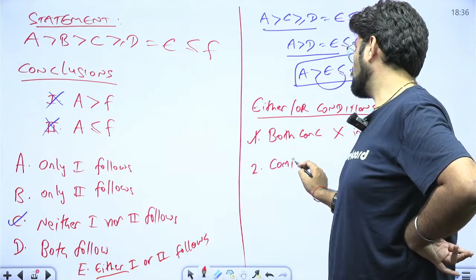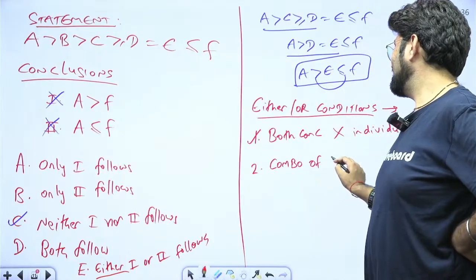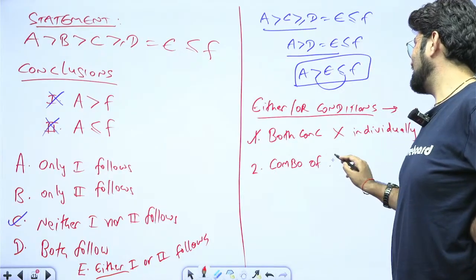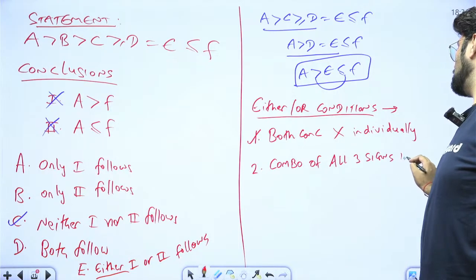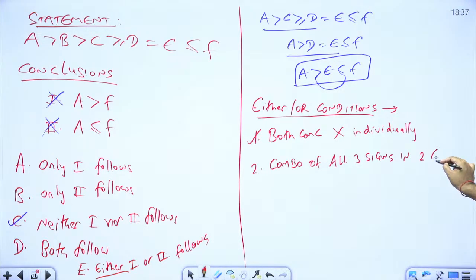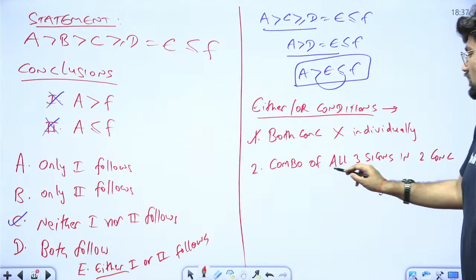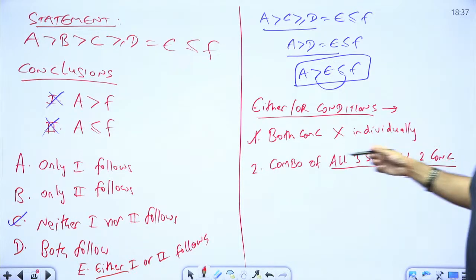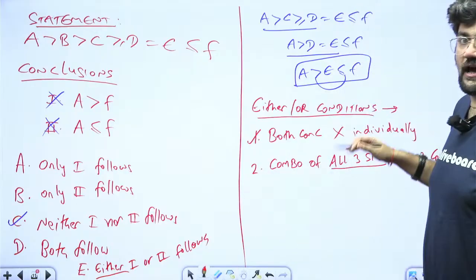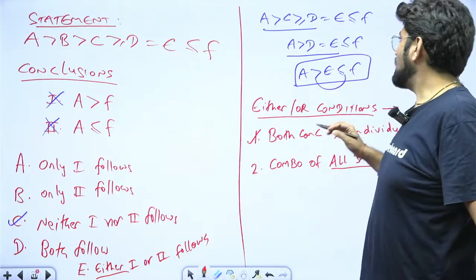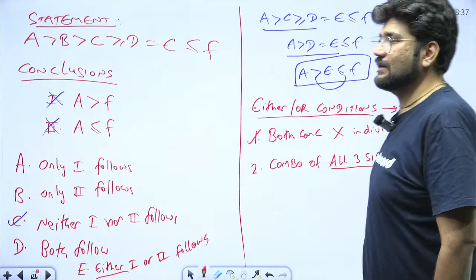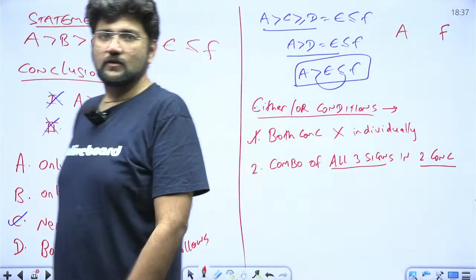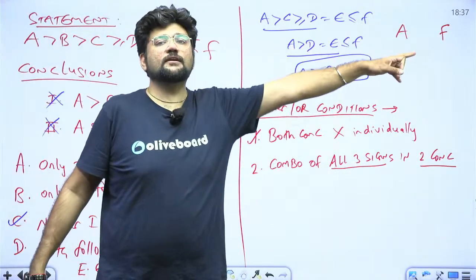Condition 2: combination or combo of 3 signs in 2 conclusions. Now, what does this imply? What are these all 3 signs and 2 conclusions? 2 conclusions we know, but what are all 3 signs? So now, understand. If I am saying I don't know what relationship exists between A and F, I am saying the relationship cannot be determined.